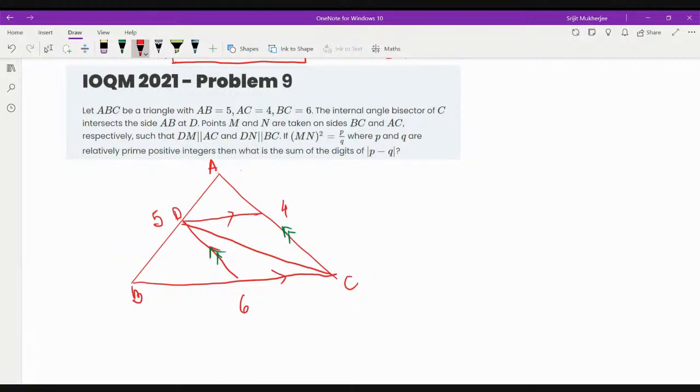Perfect. So you know this angle is also equal because it's an internal angle bisector. So we need to find this. Okay, this is N and this is M. So we need to find this one.